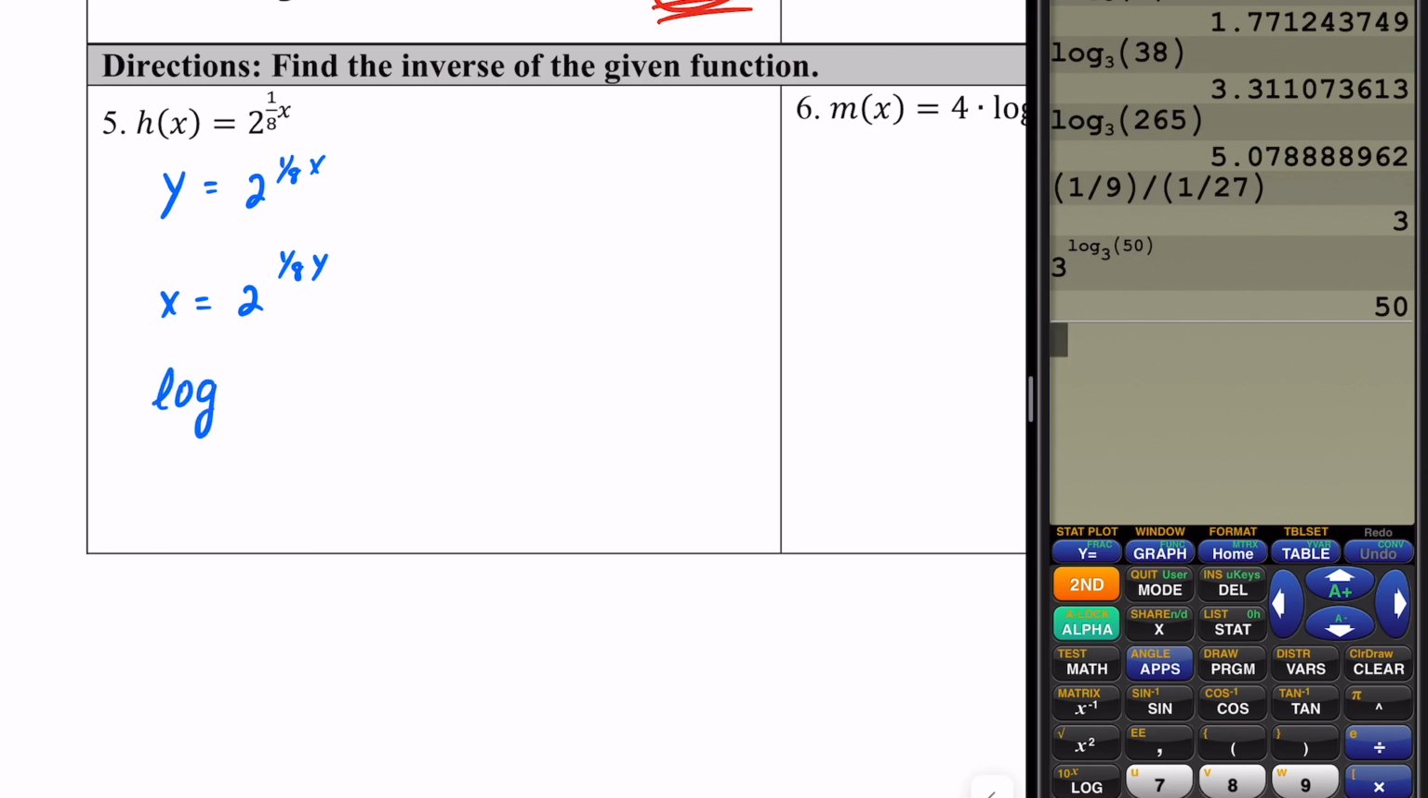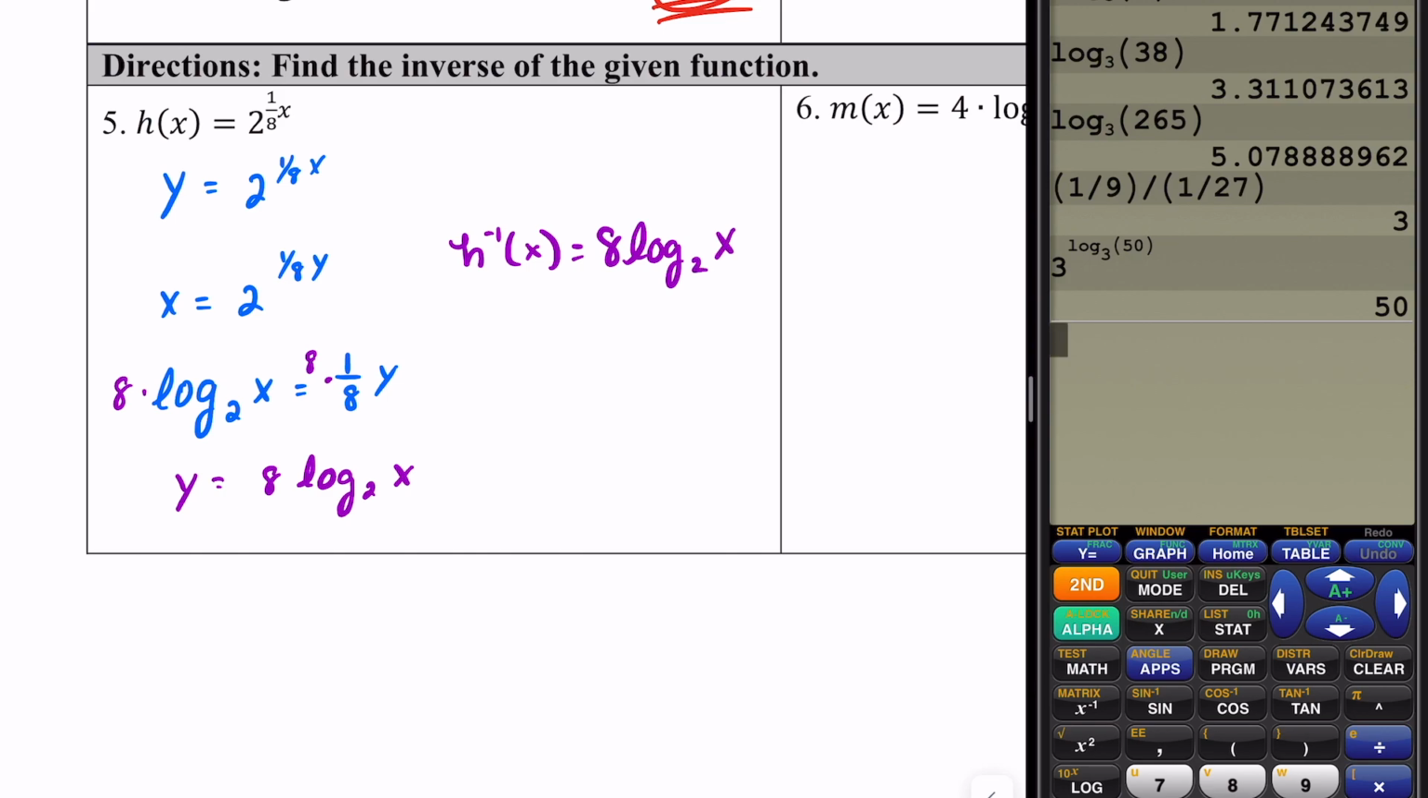So I'll go log with a base of 2 of x gives me 1/8 times y. And then I'll multiply both sides times 8 to get rid of that 1/8. And I'll get y equals 8 log base 2 of x. And that would be h inverse. So we'd write h inverse of x is equal to 8 log base 2 of x.